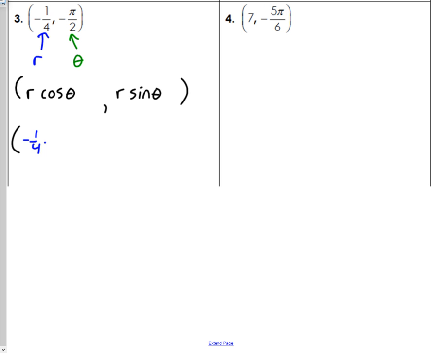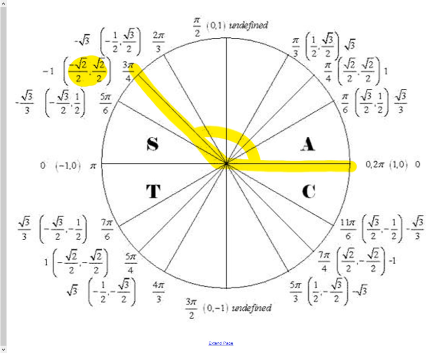So I wind up using that r value twice. Our r is kind of gross here, -1/4. It's going to be okay. And then I want cosine of my angle and sine of my angle. So my angle is also negative in this case. If we jump back to our unit circle here, I have a negative angle, so I want to go clockwise around the unit circle. So we're going to be talking about this angle.